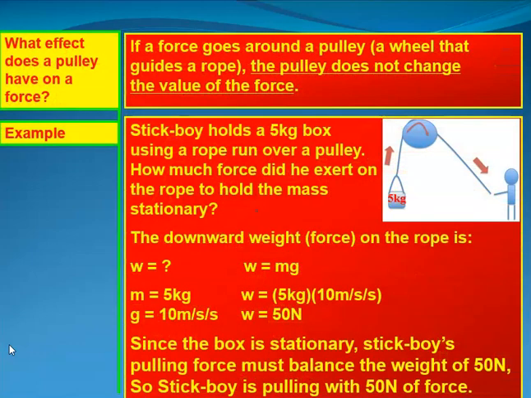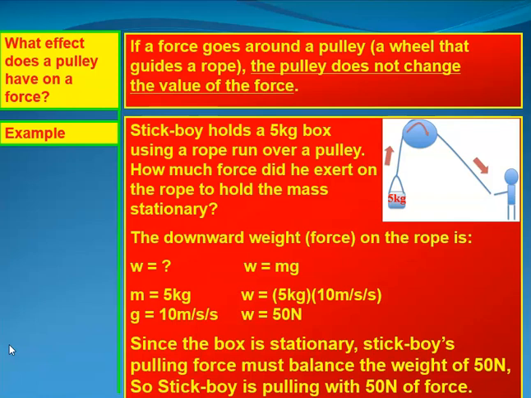If a force goes around a pulley, a wheel that guides the rope, the pulley does not change the value of the force. So Stick Boy holds a 5 kilogram box using a rope run over a pulley. How much force did he exert on the rope to hold the mass?